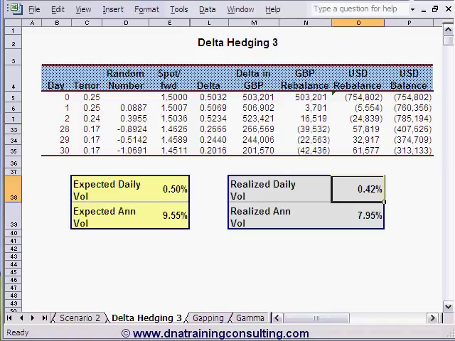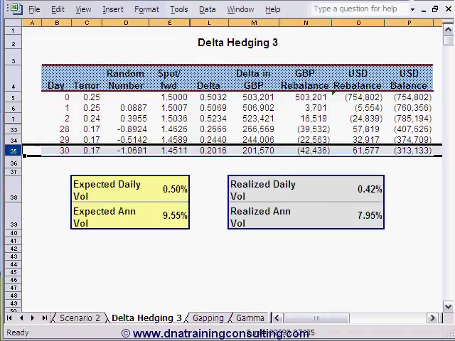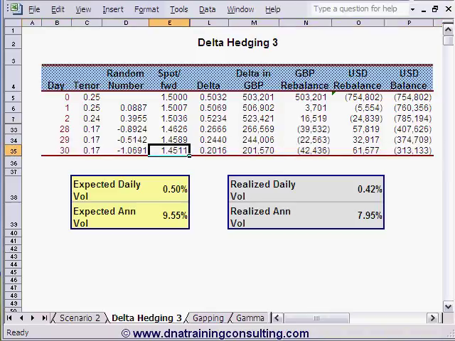As row 35 shows, by the very beginning of what we are calling day 30, and with spot having reached, as it turns out, 145.11, the trader is long sterling forward in an amount equal to 201,570 pounds, and short an amount in dollars equal to 313,133 for delivery in roughly 60 days.